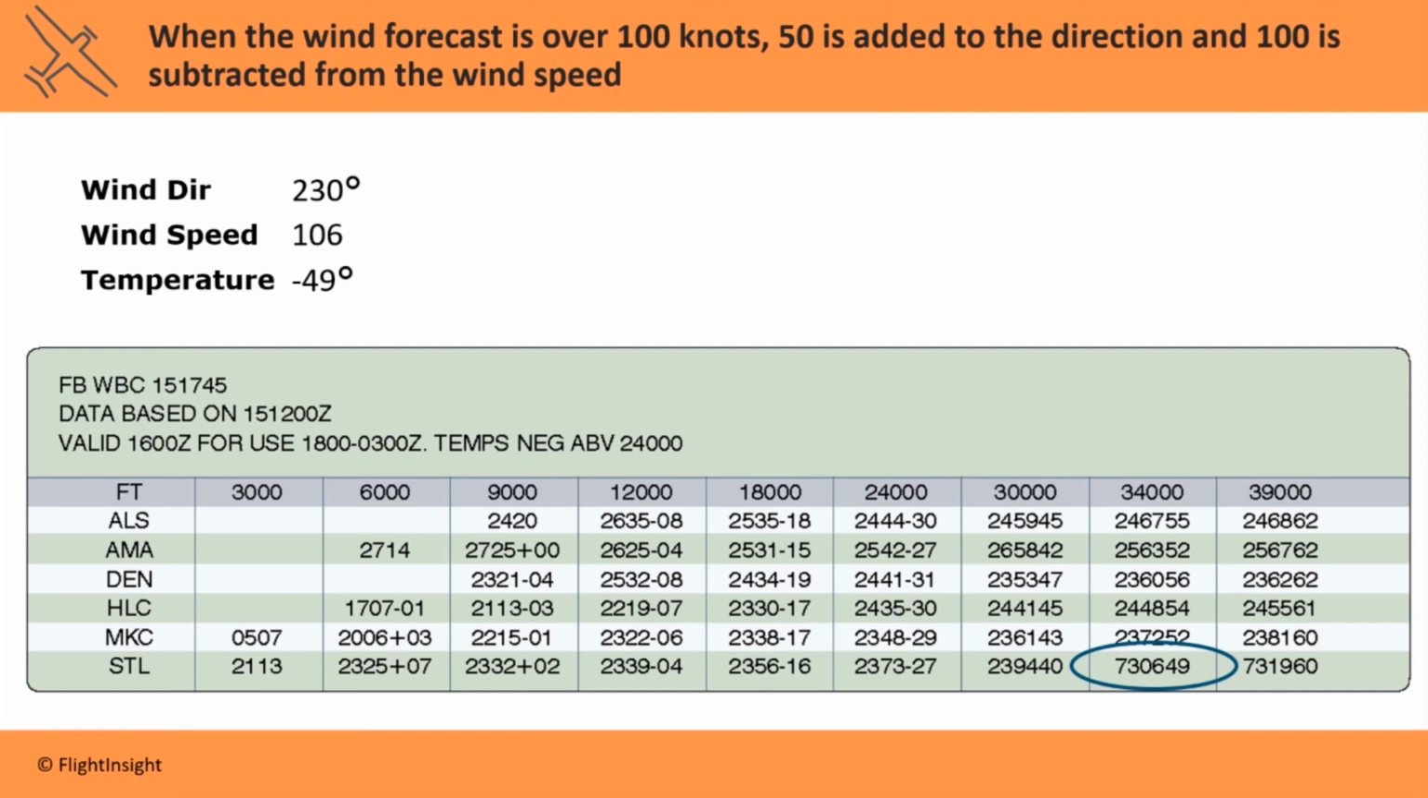Why do they do it this way? Because they only have room for that many characters on each string of this Winds Aloft report.